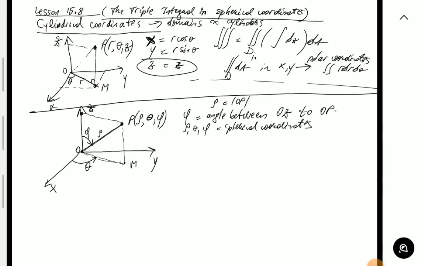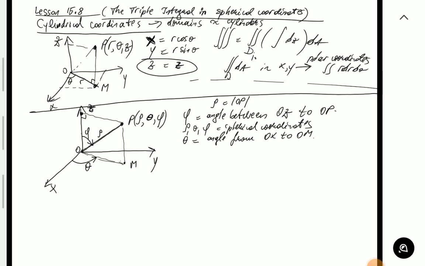Right? I forgot to, just for the sake of completion, write what theta is. So it's the angle from OX to OM. All right, so we're going to relate x, y, and z with these coordinates via trigonometric formulas in these right triangles.